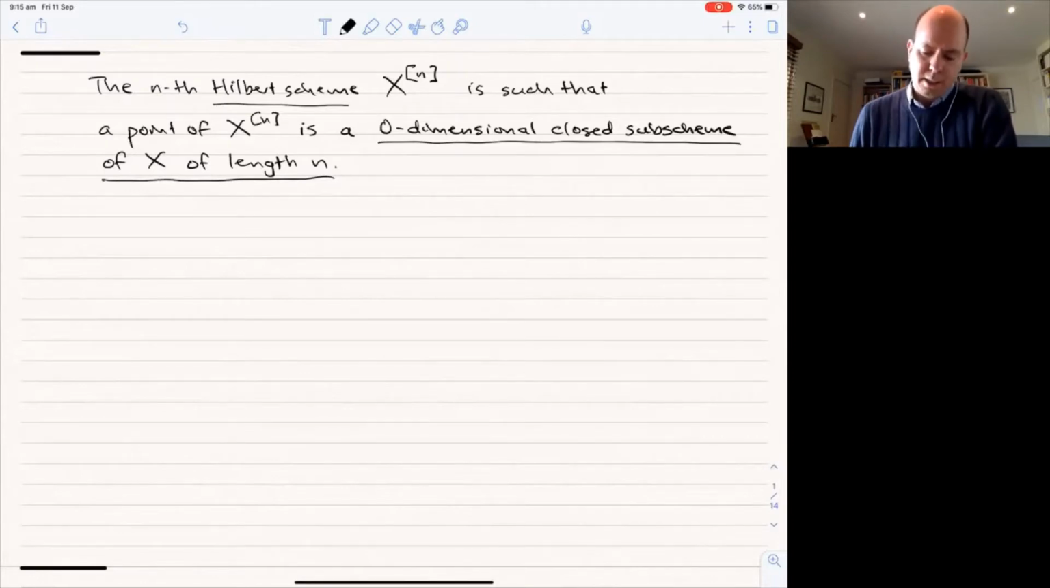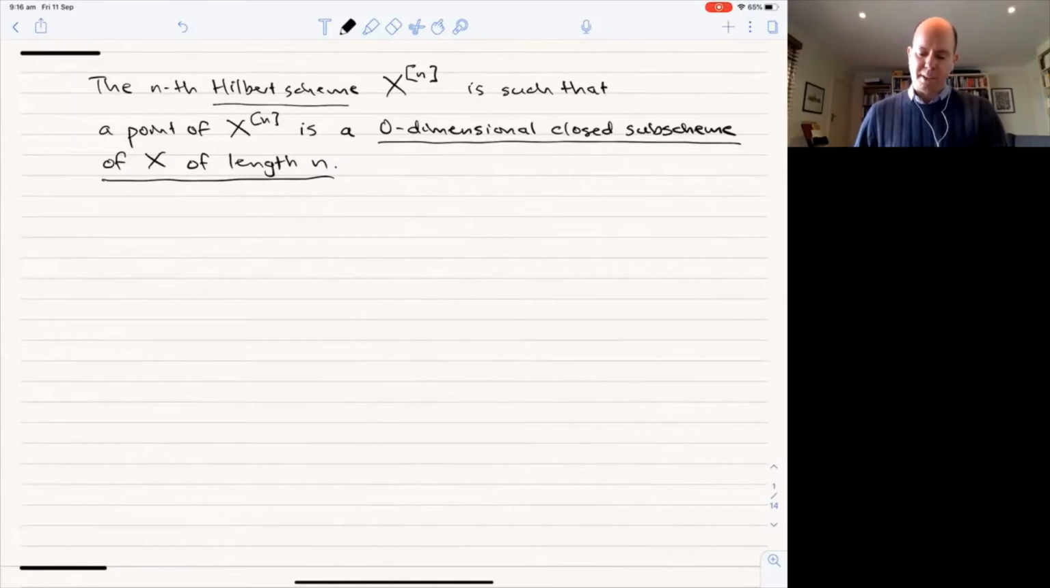So let's think about what this means. First of all, just on a naive level, this sounds pretty similar to what we had before when we had a collection of n points allowing repetition. Here, we've got a closed subscheme rather than a sub-multiset, but it is zero-dimensional, so it's meant to be just consisting of isolated points in some vague sense. And the length n part looks the same as before.